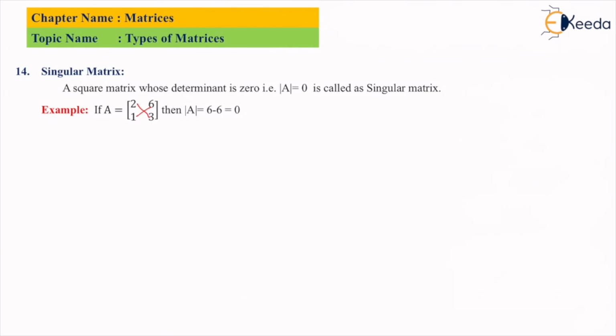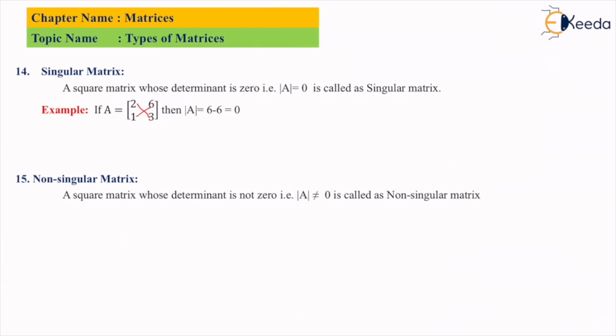Now similarly, the last matrix, that is the non-singular matrix. Any square matrix whose determinant is not 0 is called a non-singular matrix. So there is one matrix A with elements 1, 2, 3, 4. When we find the determinant, the value is minus 2, which is not equal to 0, and that is why the given matrix is a non-singular matrix.